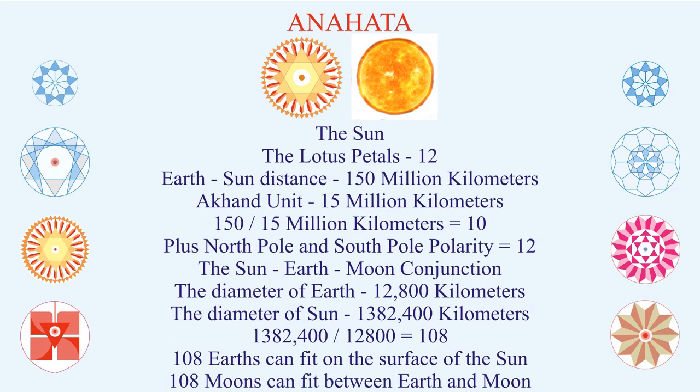Anahata chakra, the heart chakra, is associated with the sun, and the petals are 12. I've already explained the distance, so I need not go into detail, but the conjunction of sun, earth and moon takes place here too. In Mooladhara also you have sun, earth and moon, and here also you have. And interestingly, 108 earths can fit on the surface of the sun, not between them. It's not the distance between them, but the diameter of the sun is 108 times the diameter of the earth. Very interesting. All these coincidences are divine plans, and this is something which I am very happy to bring forth.